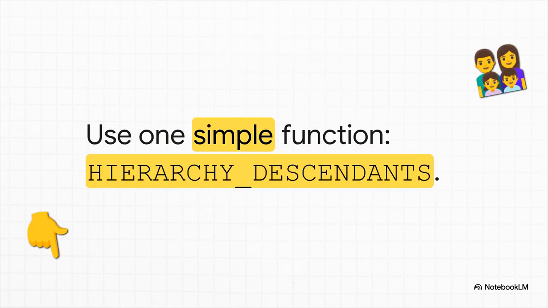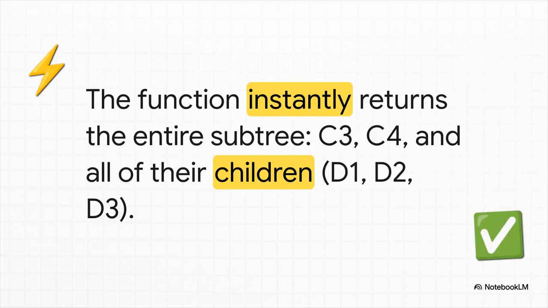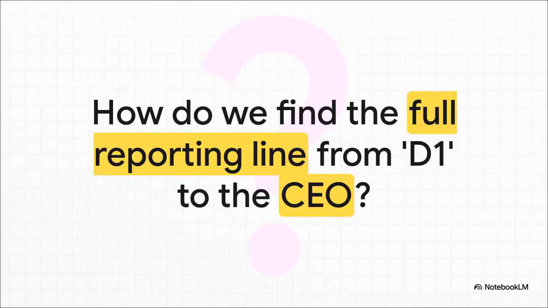In the past, this was a total nightmare of a recursive query. Now, it's one simple declarative function, hierarchy descendants. You just point it at the node where you want to start. And boom, just like that, HANA uses those pre-calculated ranks and tree sizes we just talked about to instantly return the entire subtree. It knows exactly where B2's branch begins and ends, giving you all of its descendants immediately. No slow, step-by-step traversal needed. It's just there.